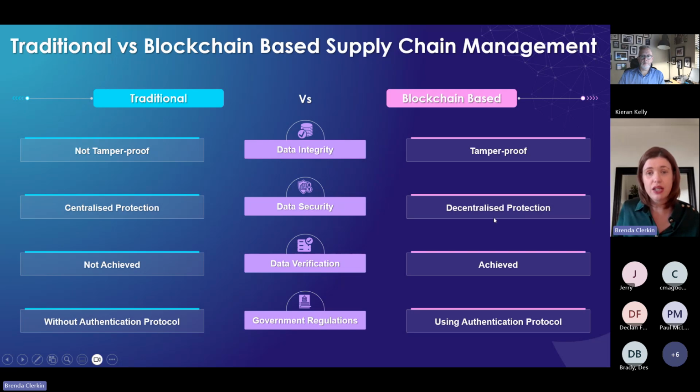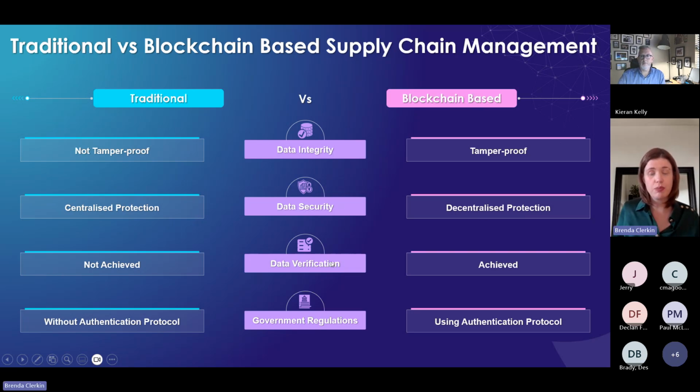Security, then. We have decentralized protection, so all parties have the same information. If there does happen to be a potential attack on one particular aspect of the blockchain, one particular user, everybody else still has access to the information, so it's not lost. Whereas you're a wee bit more exposed in the traditional sense, where it's all centrally protected. If there is a potential breach of that information, that information is gone, and you're left exposed.